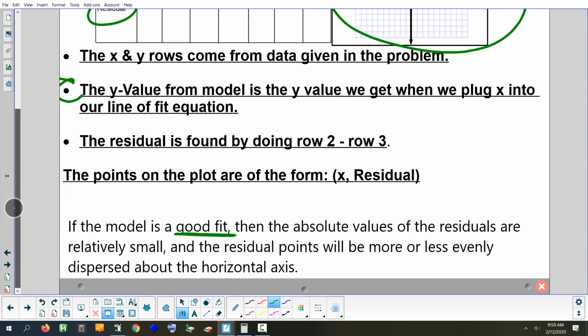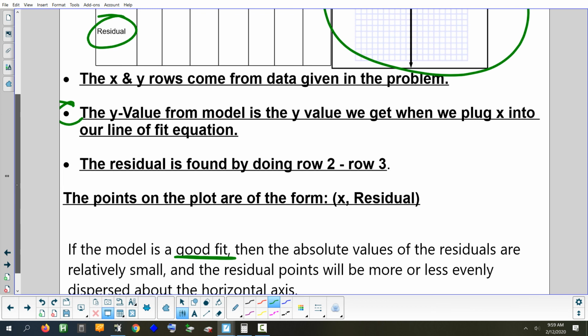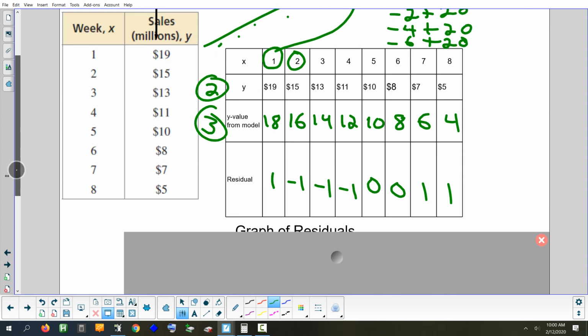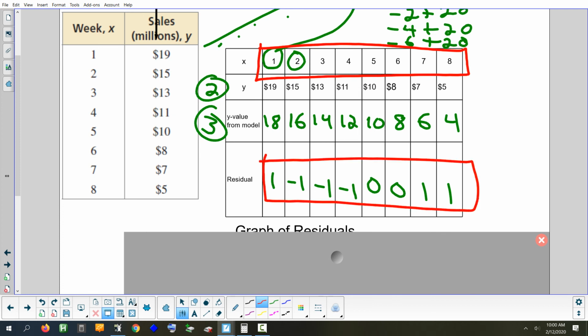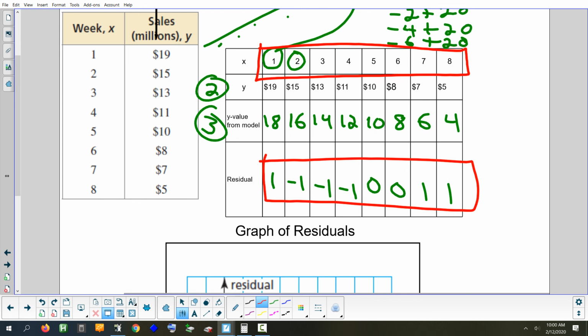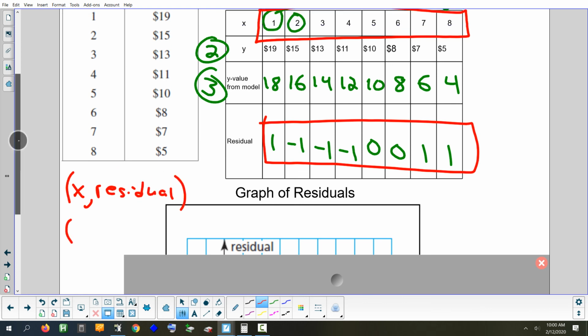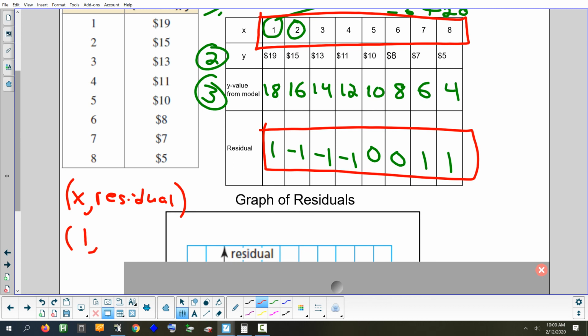All right, what does the last step say that's not a bullet? X comma residual. So now what we're going to do is graph X comma residual. Let me show you what the first one is going to be. You're going to take the number in the red box, comma, the other number in the red box. X comma residual. Okay. What's your first X value? 1. What's your first residual value? 1. 1, 1. We're going to graph that point.